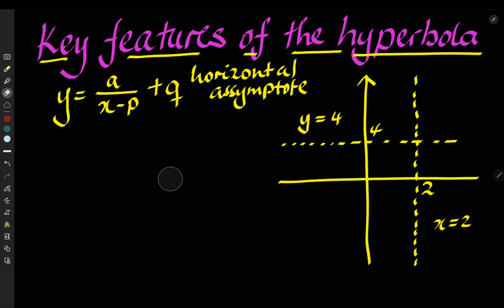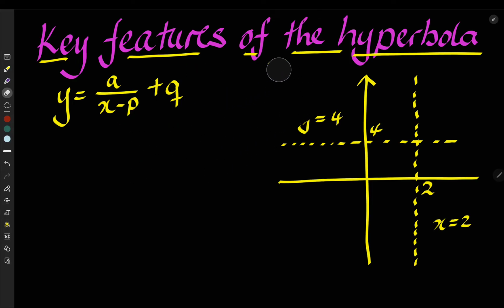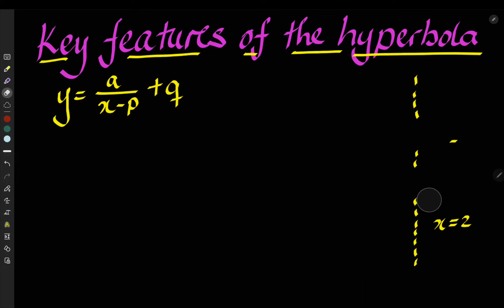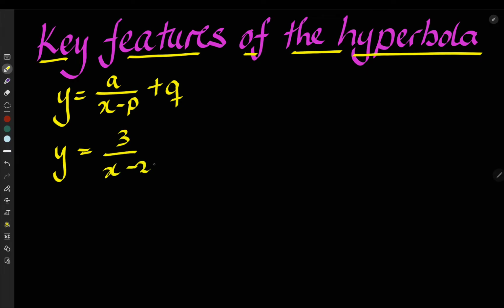One thing that you need to remember is that if you have got your x minus p, if it is x minus 4, the vertical asymptote is actually equal to positive 4. So for example, if you have got the equation y = 3/(x - 2) + 3, what it means is, if you want to find the value of x, x minus 2 is equal to 0. So x is equal to 2. So it's actually a positive.